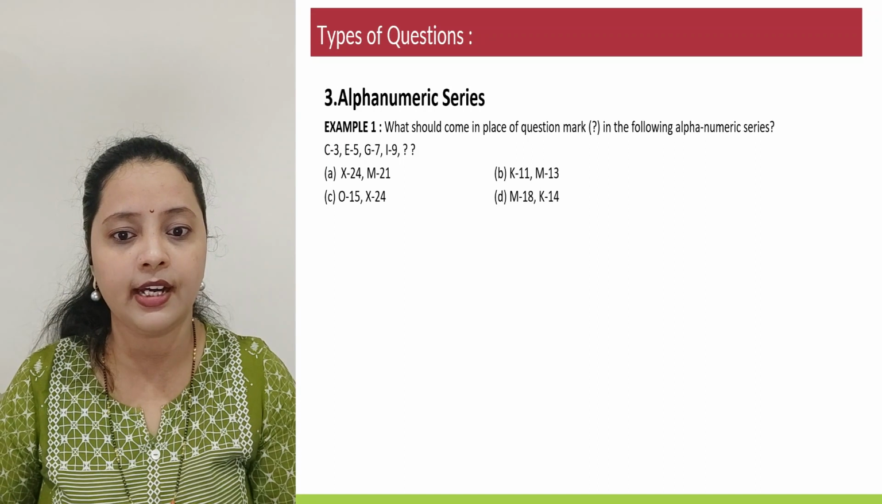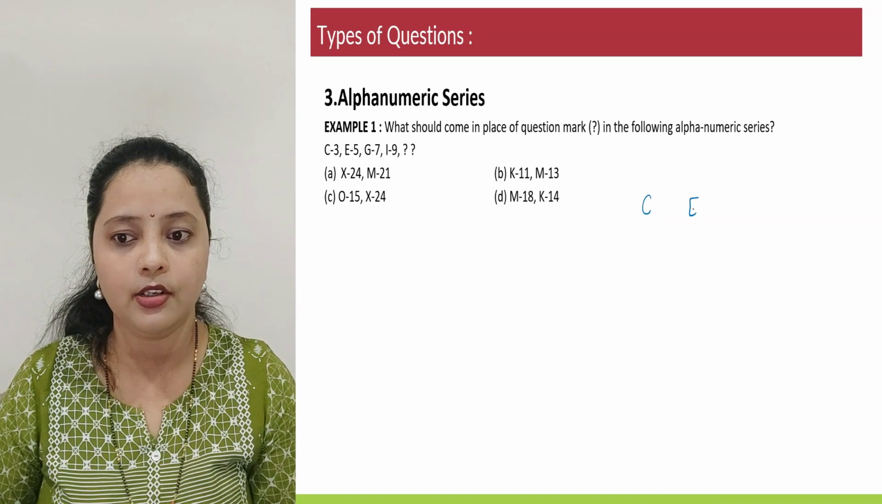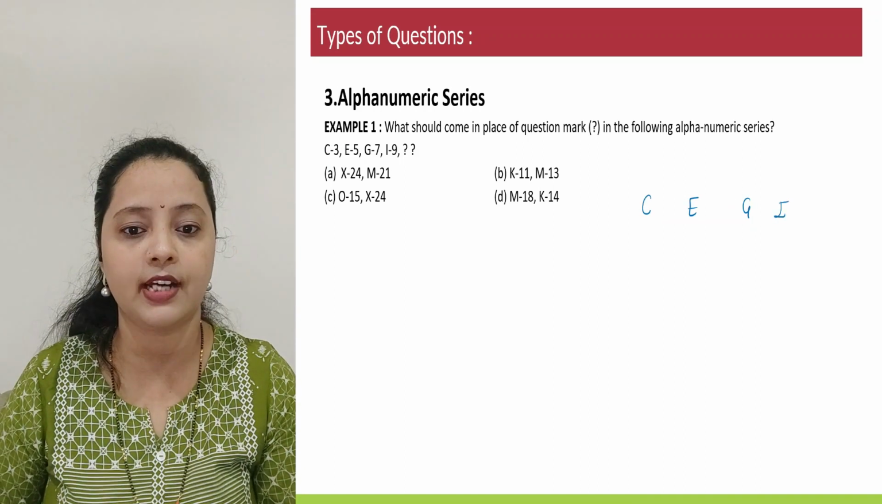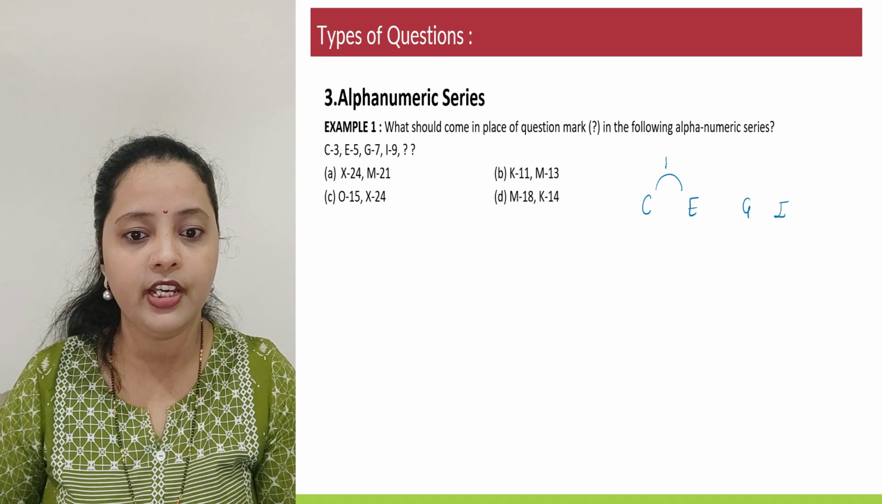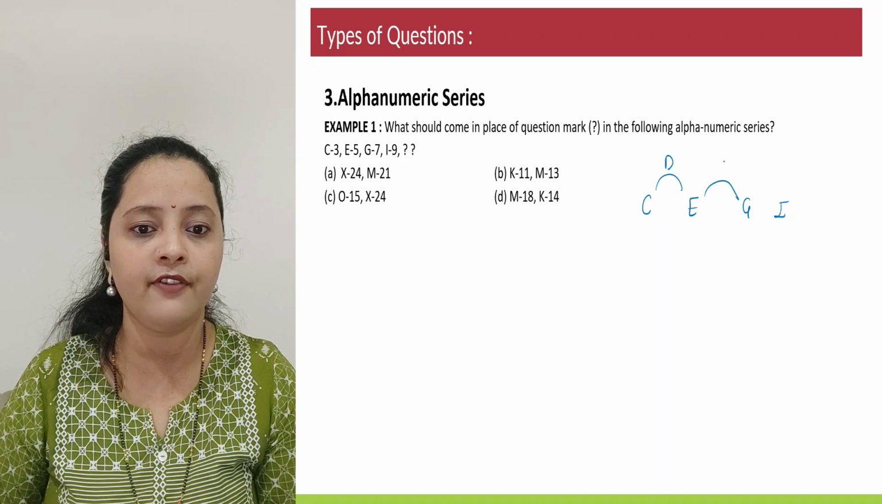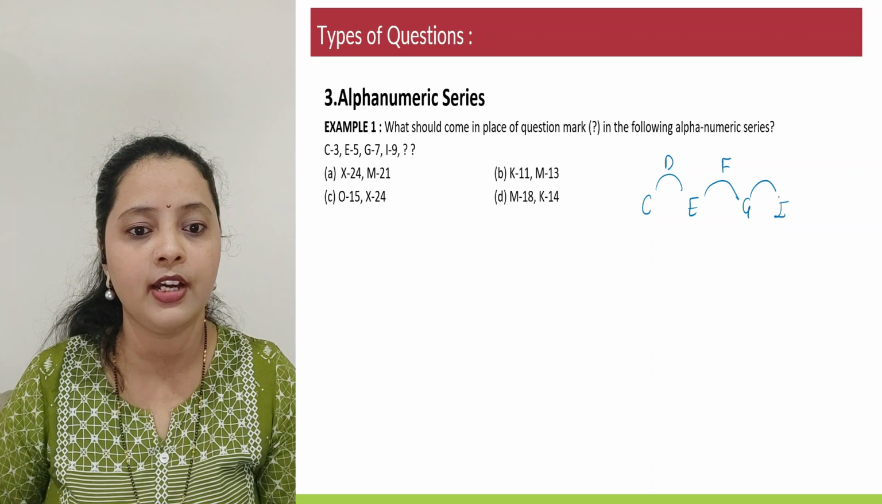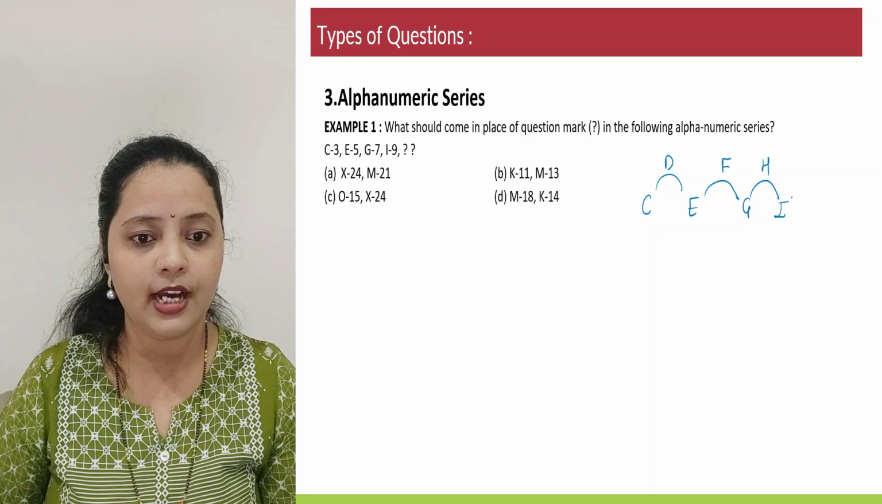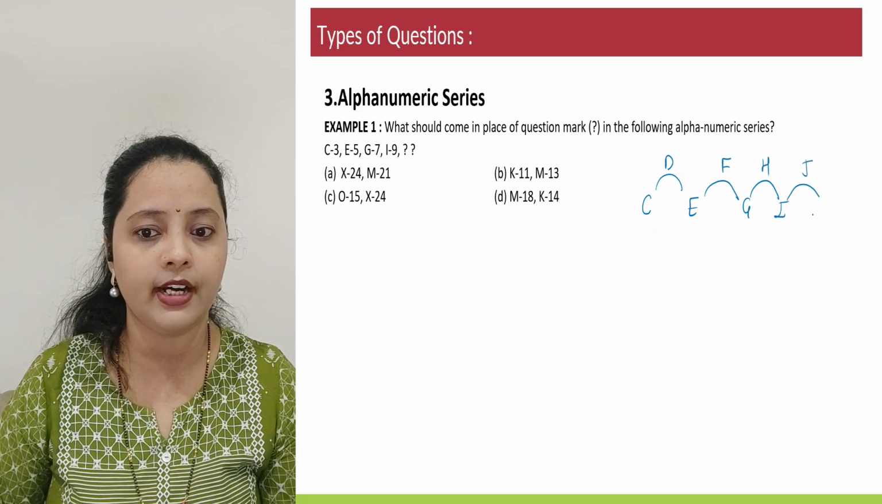Now C, E, G, I. If I try C, E, G and I, what is the sequence? After C, I leave D, I write E. After E, I leave F, I write G. After G, I leave H, I write I. After I, I leave J and I'll write K.